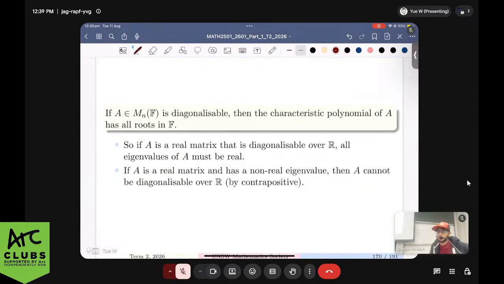Yeah, so if you want to show a real matrix is not diagonalizable over R, you can just show it has a non-real eigenvalue, like i, for example.